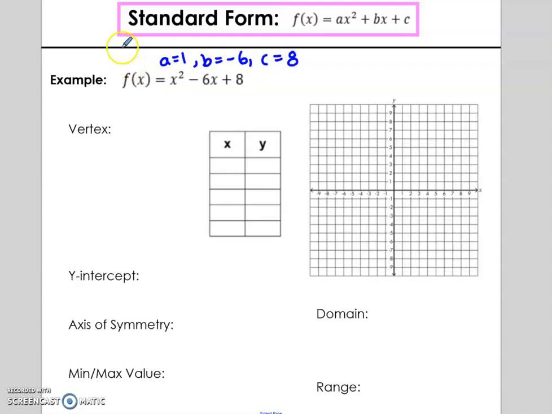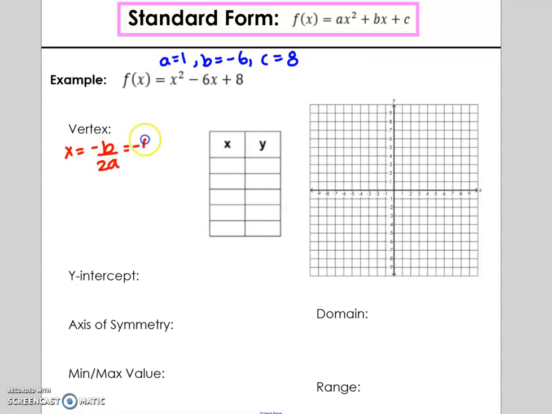Now, unlike vertex form, you can't just look at the equation and know what the vertex is. Unfortunately, we're going to have to do math to find the vertex. So in order to find the vertex, we first have to find the x value, and then we will find the y value. So to find the x value of the vertex, x is equal to this formula, negative b over 2a. So we're going to have to use this formula.